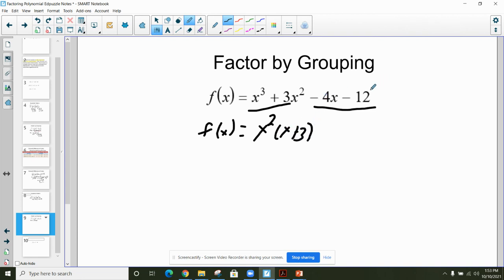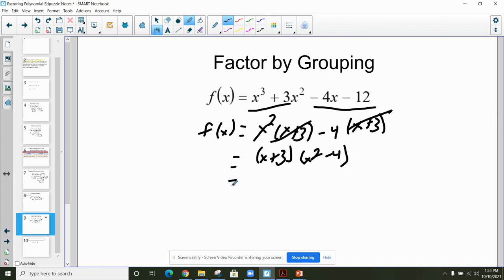And then the last 2 have a negative 4 in common. So I'm going to take out a negative 4. And that leaves me with x plus 3. So factor by grouping works because they both have an x plus 3 in there. So I'm going to take that out. When I take out the x plus 3, what am I left with? I'm left with x squared minus 4. All right, but that is a difference of 2 squares, so I need to keep going. So I get x plus 3, and then x plus 2, x minus 2.